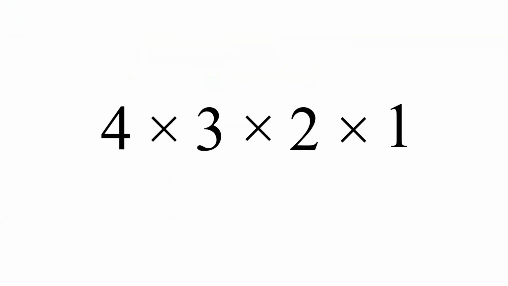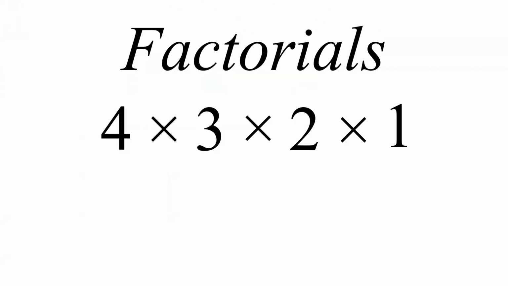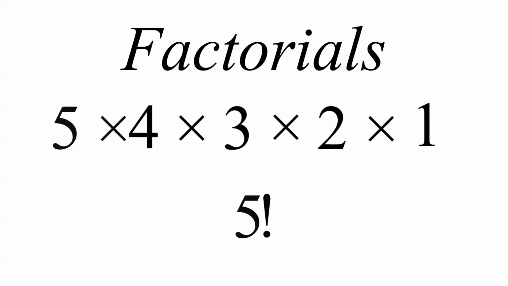And this process is called factorials. And it is denoted as 4 exclamation mark. 4 factorial basically just means 4 times 3 times 2 times 1. So it's a number multiplied by the preceding number. So it's multiplied by the numbers below it until we get to 1. So 4 factorial is 4 times 3 times 2 times 1. And then 5 factorial is 5 times 4 times 3 times 2 times 1.